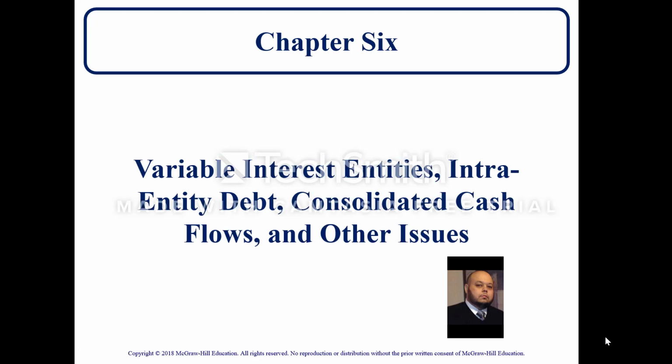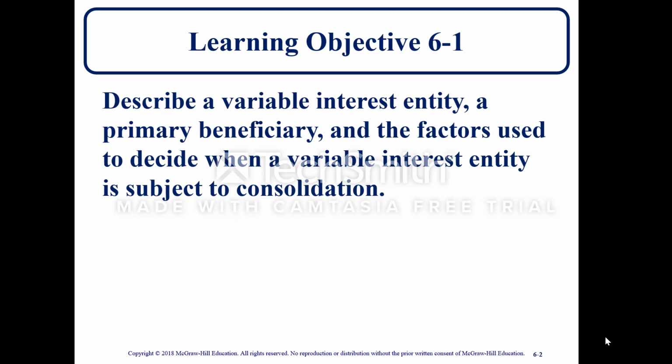Good afternoon, class. Today I will discuss variable interest entities, and I will also discuss how to consolidate a primary beneficiary with its variable interest entity. So, Chapter 6, Learning Objective 1: describe a variable interest entity, a primary beneficiary, and the factors used to decide when a variable interest entity is subject to consolidation.